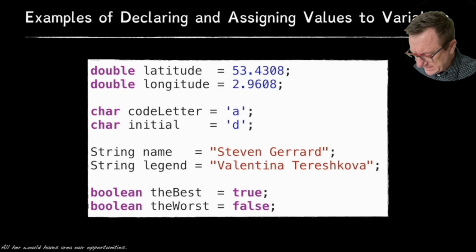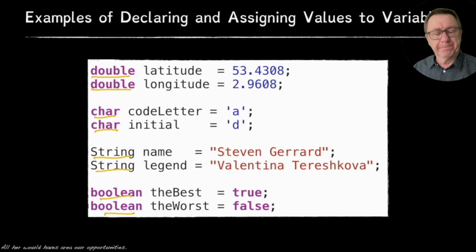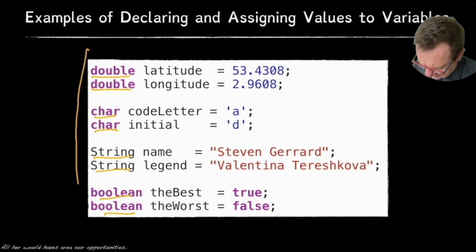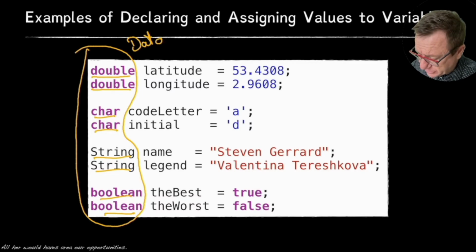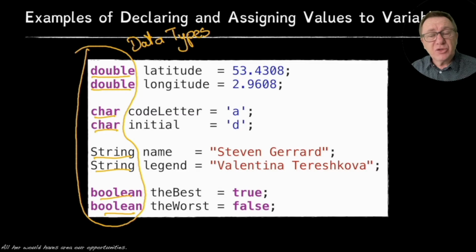What you'll notice is double, char, string, boolean. These things here at the beginning, and we'll talk more about these in the next few slides, are the data types. What do I mean by data type? The type of data that's stored or can be stored within the variable. So I have a variable latitude. Latitude is assigned 53.4308.